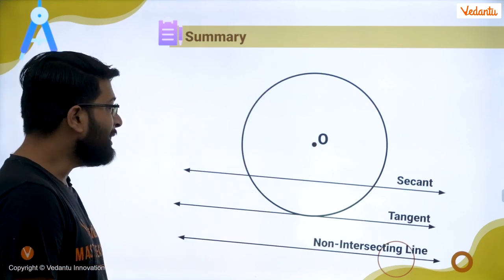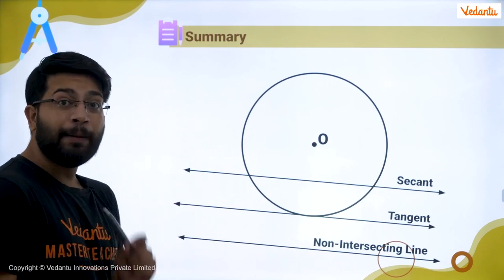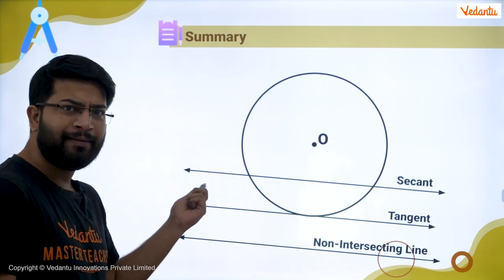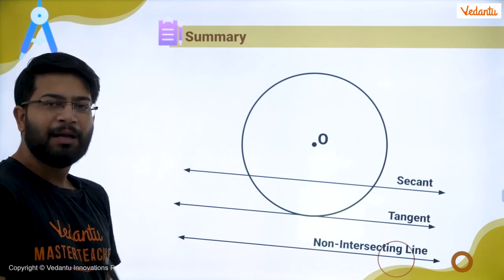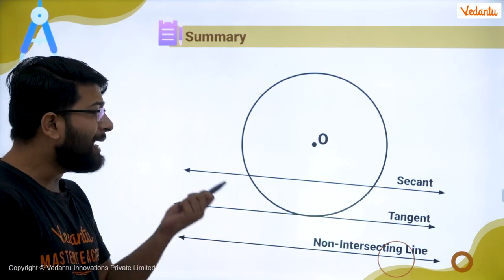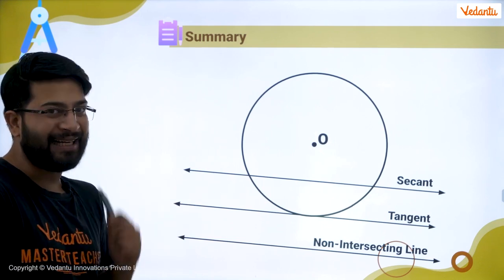Then we have seen that it depends on the position of the line with respect to the circle. We talked about the tangent, non-intersecting line and the secant.